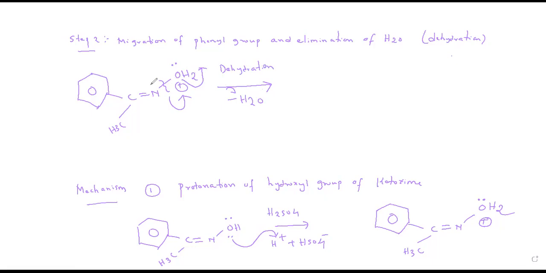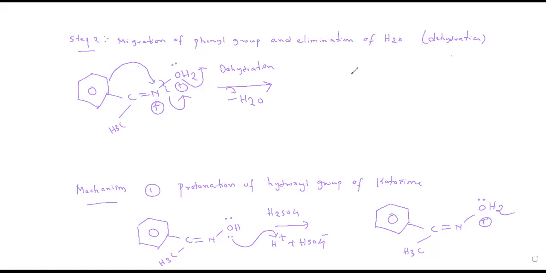Then what happens to this nitrogen? Nitrogen will get a positive charge, or electron deficiency. To stabilize this positive charge, the phenyl group will migrate towards the nitrogen atom. Phenyl group is a very powerful nucleophile, so it can donate electrons very easily. This phenyl group will shift towards your nitrogen atom here. As soon as the phenyl group shifts towards nitrogen, this carbon will get electron deficiency.